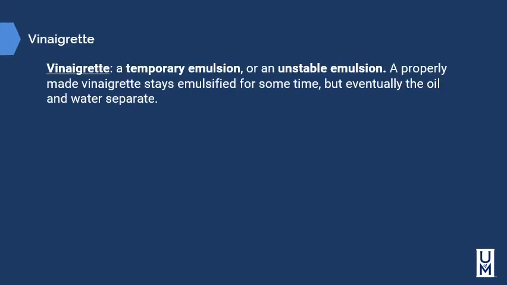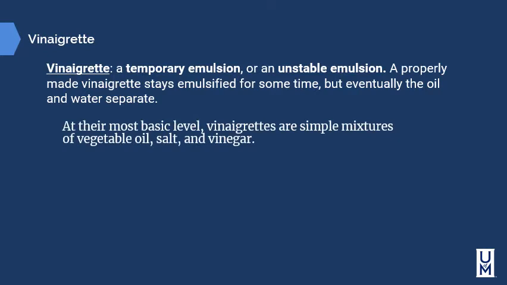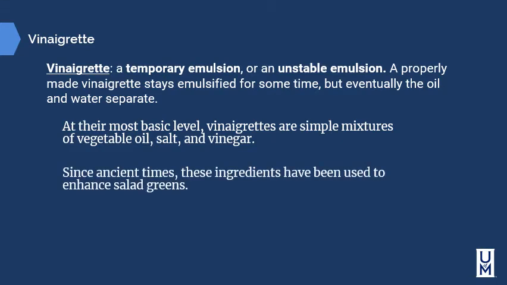Vinaigrette is a temporary emulsion, or an unstable emulsion. A properly made vinaigrette stays emulsified for some time, but eventually the oil and water will separate. At their most basic level, vinaigrettes are simply mixtures of vegetable oil, salt, and vinegar. Since ancient times, these ingredients have been used to enhance salad greens. We have evidence of vinaigrettes being used as far back as 2,500 years.